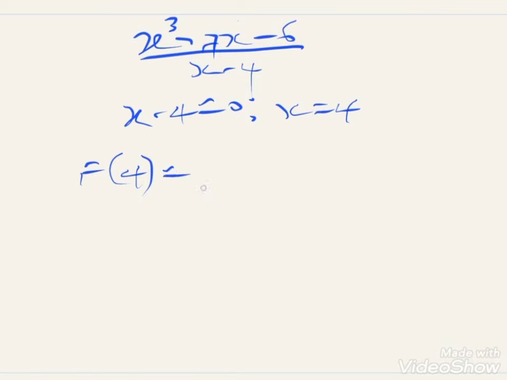So by substitution we have f of 4 equal to 4 cubed. In place of x in this numerator, I am putting 4. So 4 to the power 3 minus 7 times 4 minus 6.